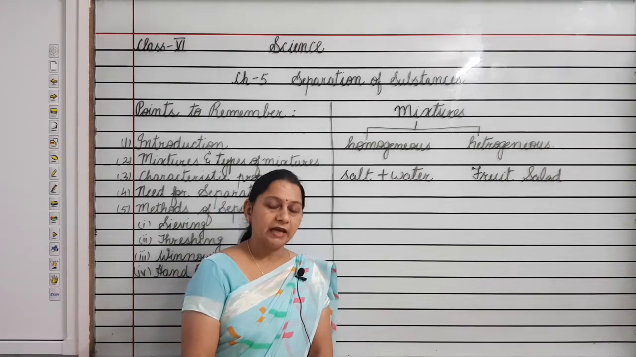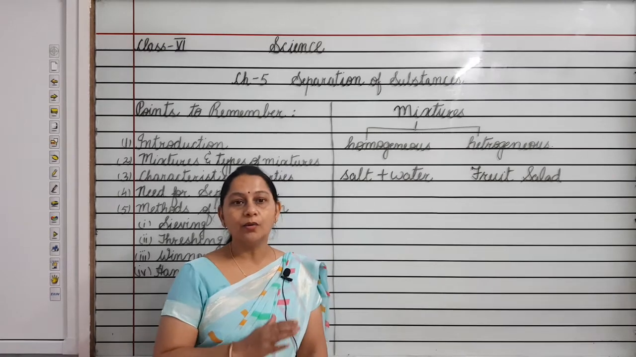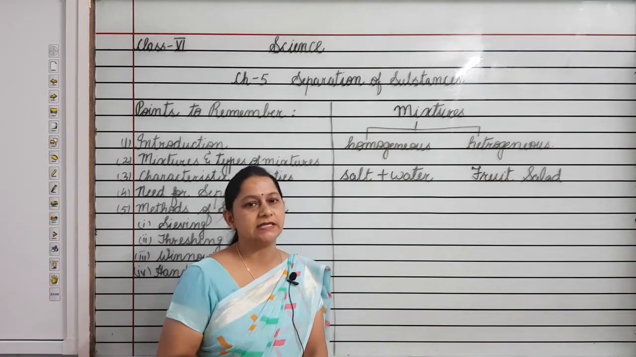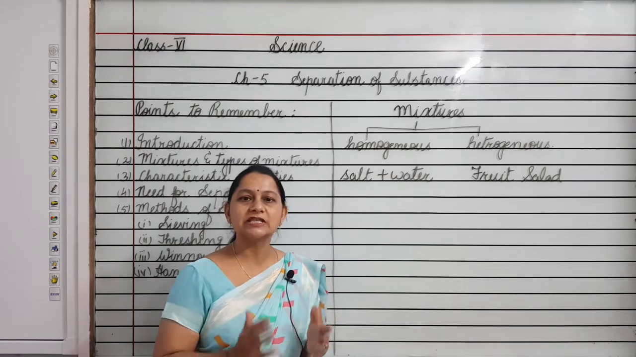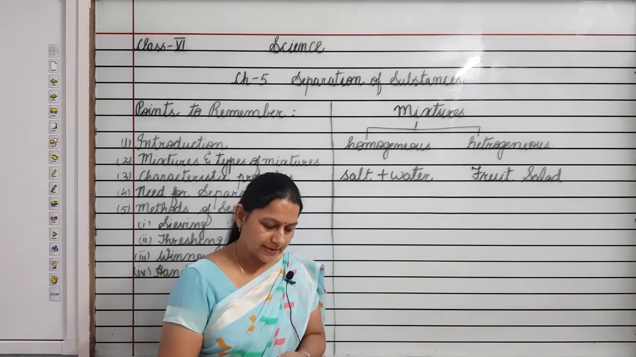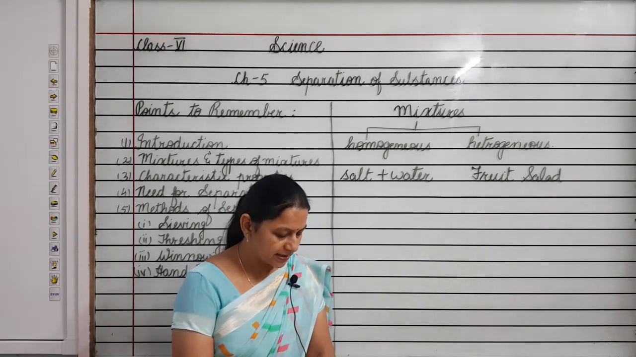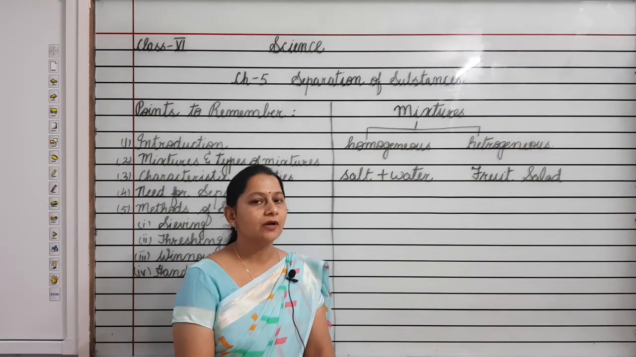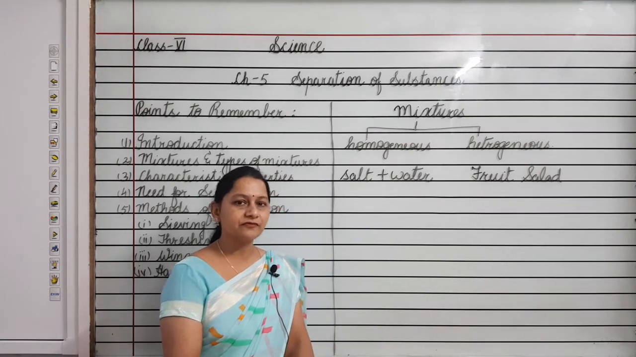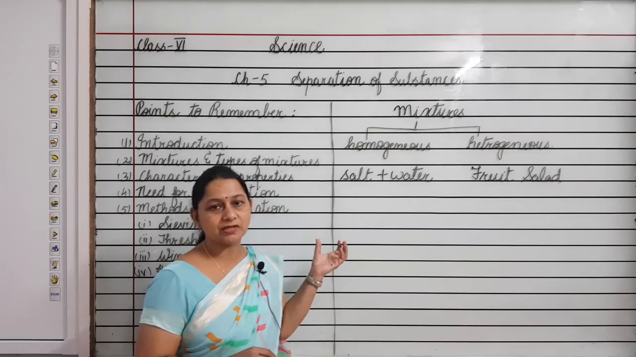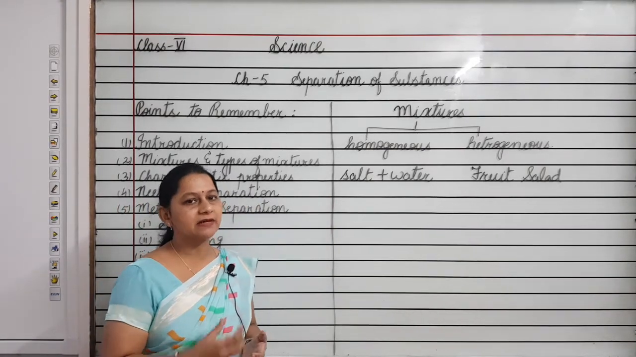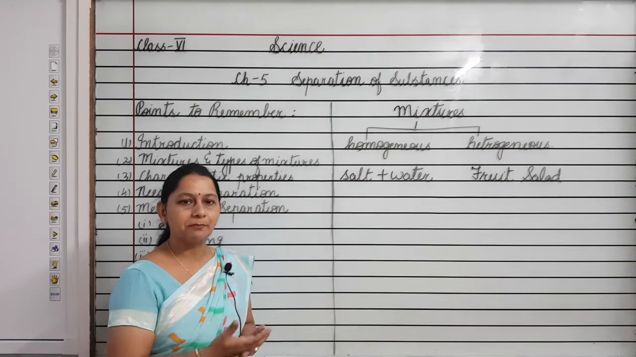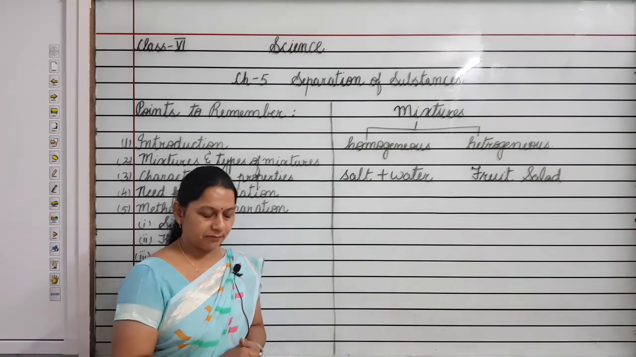Then we have energy changes. No liberation of energy is there, like heat is not evolved, because no chemical change is taking place. And the second last one is separation of constituents from the mixtures. They can be easily separated by applying any simple method of separation.